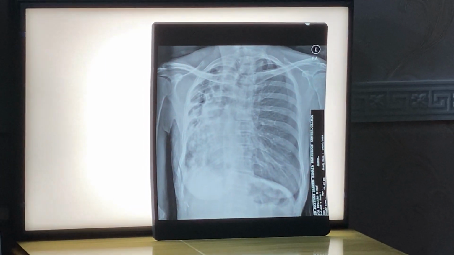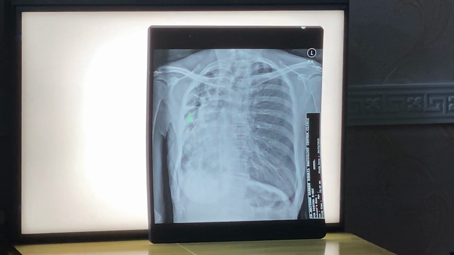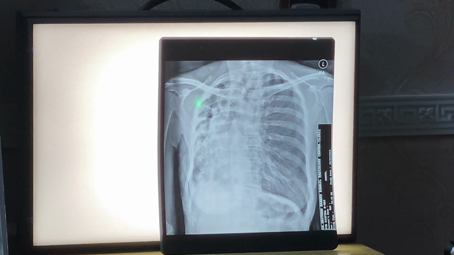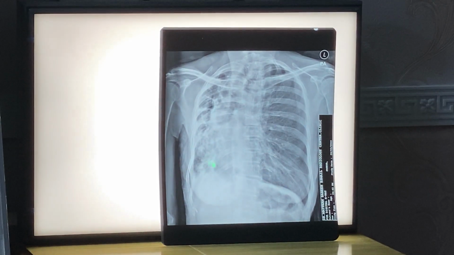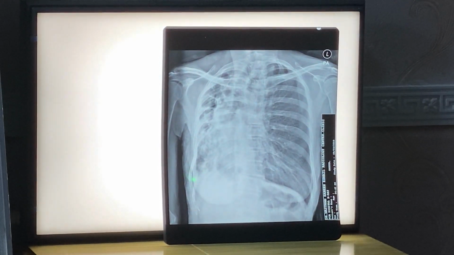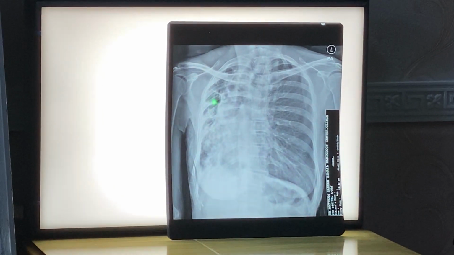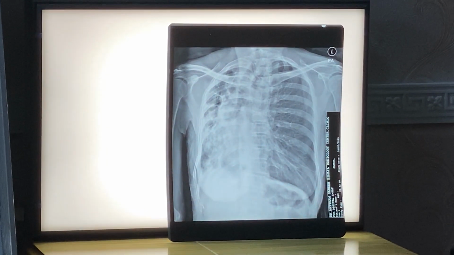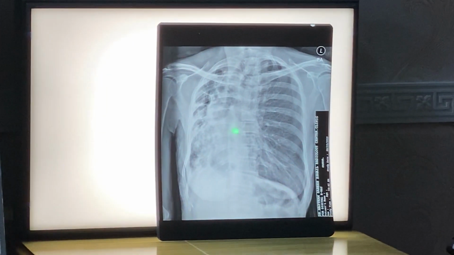Chest X-ray, PA view, dated, labeled, named. There is an opacity, irregular, ill-defined at the right middle and lower zone, with a pleural effusion. See, this is an obliteration of the costophrenic angle and meniscus sign, also with fibrotic bands and some calcification shadow. Shifting of the mediastinum to the right side.